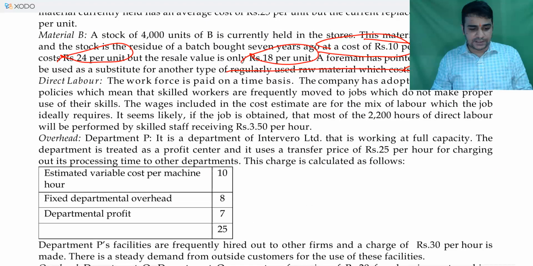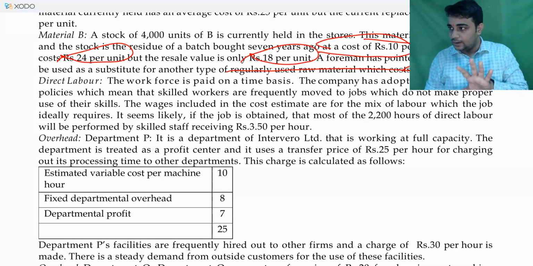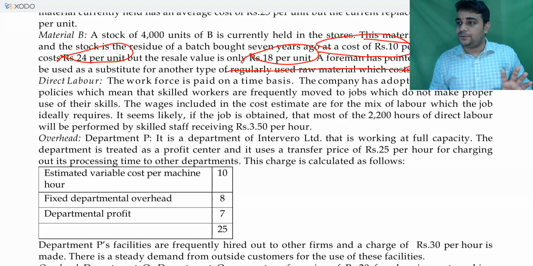Now the explanation says it is a department of Intervero Limited that's working at full capacity. So first point they have mentioned clearly, it is working at full capacity. It's treated as a profit center, uses a transfer price of 25 per hour. Least bother about the transfer price number. That's just their internal calculation.